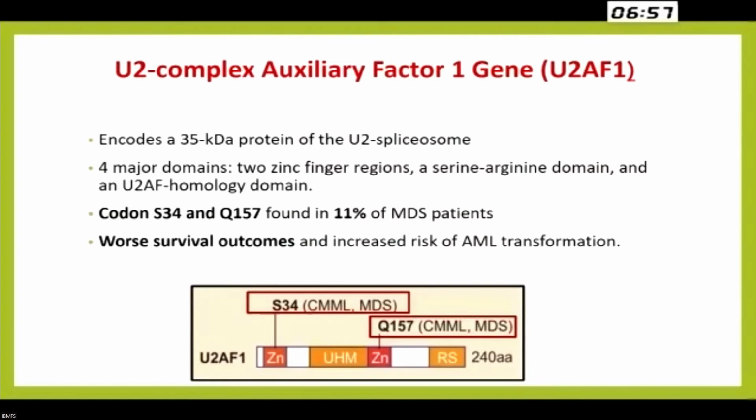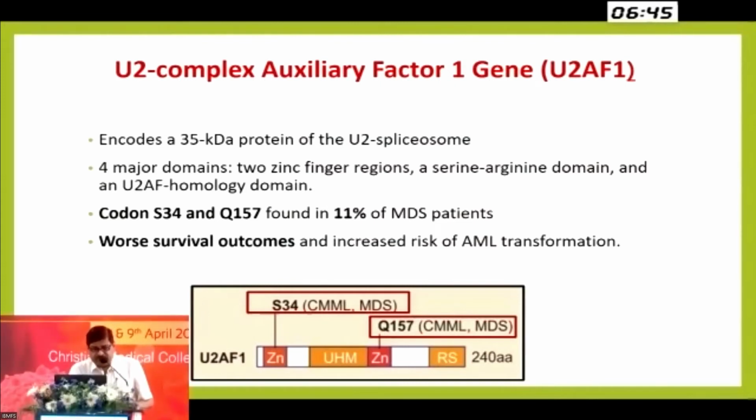So the next most important, which is not a good mutation to have, is U2AF1, the U2 small nuclear RNA auxiliary factor 1 gene, which is present in about 11% of the patients of myelodysplasia. These are also hotspots. And when you do the NGS analysis, either you can look for the whole gene or you can look for the hotspots. I'll come to that a little later. And this mutation gives the worst survival outcomes and has an increased propensity to develop into AML.